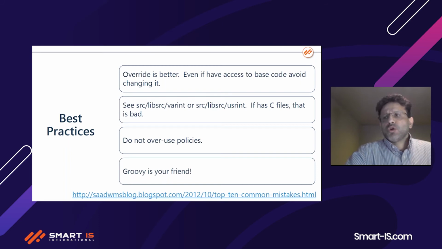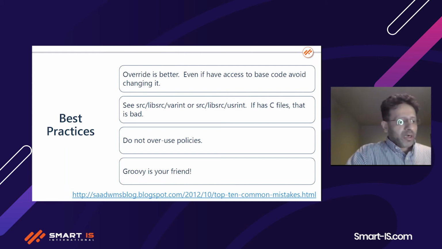If you currently go to your source code, source libsource varint and source libsource userint, those are your biggest enemies in terms of retrofitting when you are going to go into the next version. So let's try to keep this to an absolute minimum or zero. It should be your real answer, that these folders would have 0 files in them.